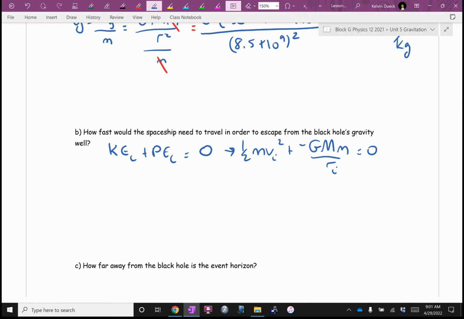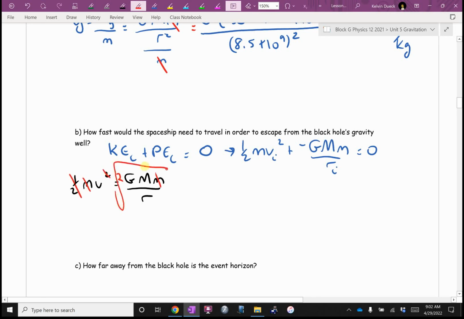What did I do next? Get rid of that negative, and I ended up with a half mv squared equals positive big G big M little m over R. Then the little m's cancel. That's good because they didn't give me the mass of the spaceship. I times by 2, square root.